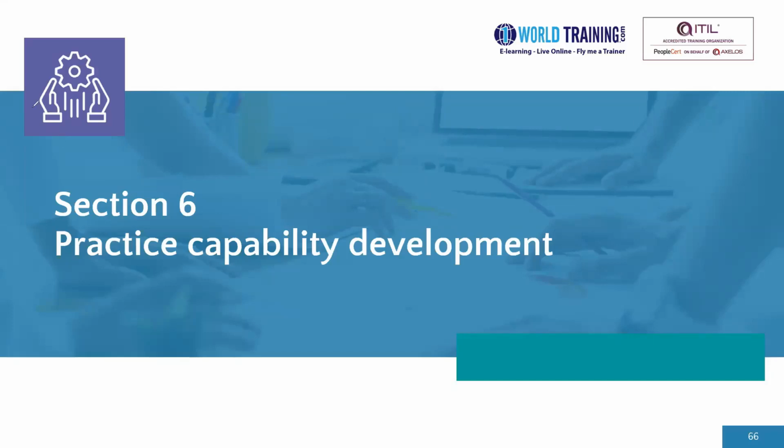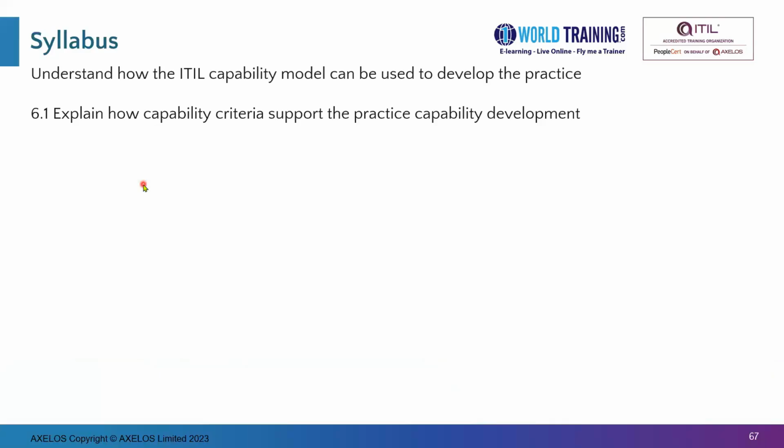We are now in section 6, practice capability development. For the syllabus, we will need to understand how the ITIL capability model can be used to develop the information security management practice. And we will also look at the capability criteria that support the practice capability development.